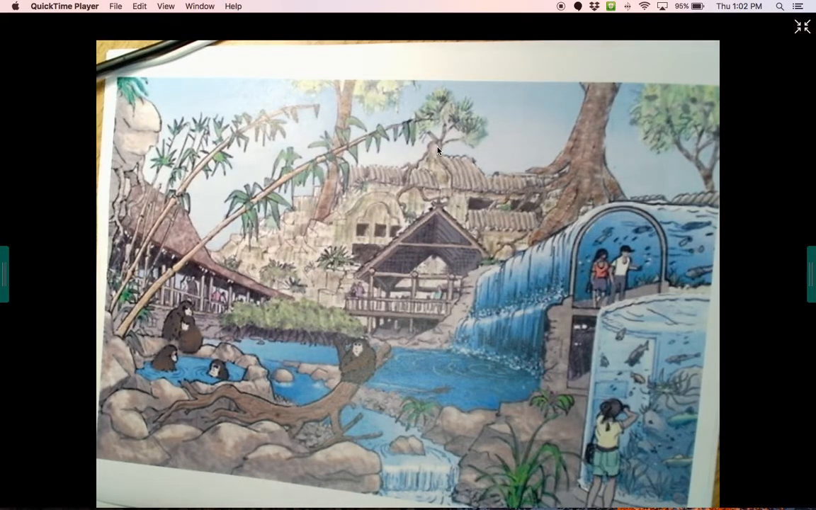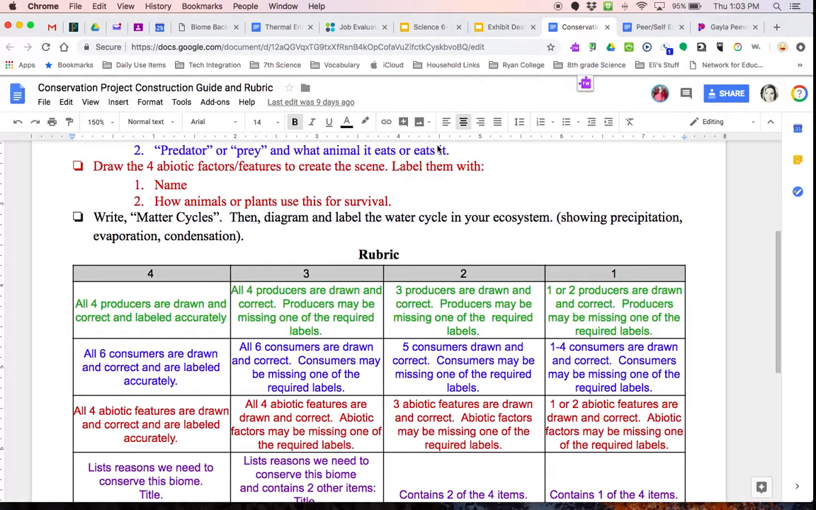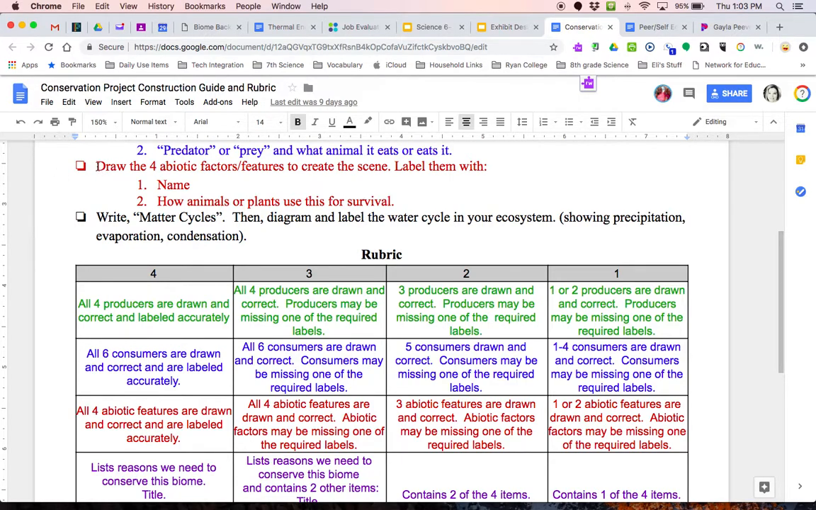Hi guys, so we're going to go over the abiotic factors part of the project. If we switch over to the rubric, the part I'm talking about is the part highlighted in red. You're going to draw 4 abiotic factors or features to create the scene. The scene they're talking about is your zoo space, the space of your conservation area, the part that people are going to visit. There's probably going to be a lot more than 4 within that space, but you just need to label 4 of them with the name and then explain in 1 or 2 sentences how animals or plants use this for survival.